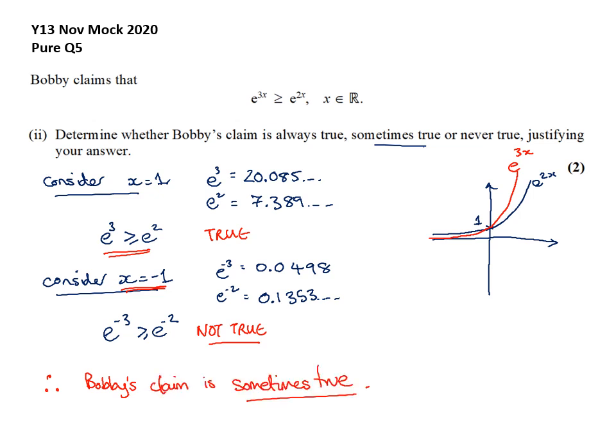And in fact, it is true for all x greater than or equal to 0, and it is false for all x less than 0. That's more than you need. For a sometimes true argument, you just need a particular case where it is not true and a particular case where it is true.